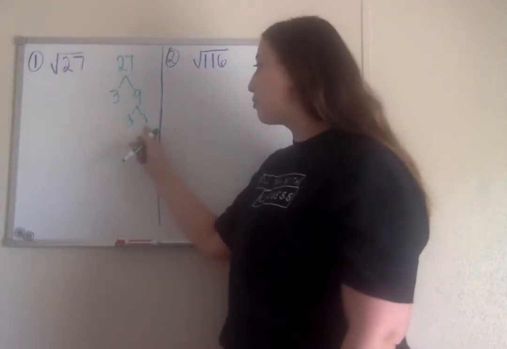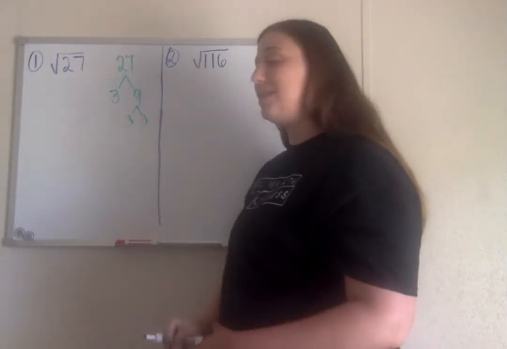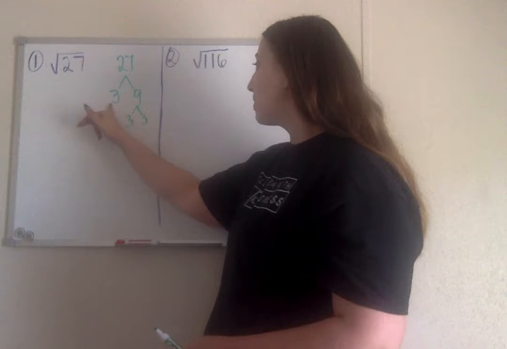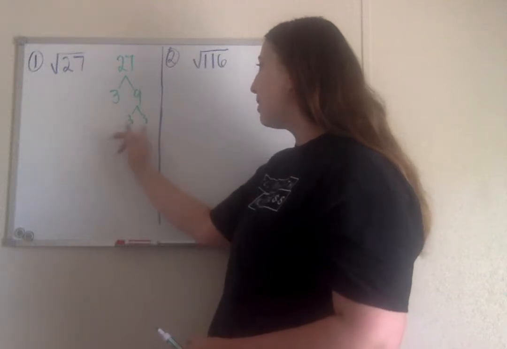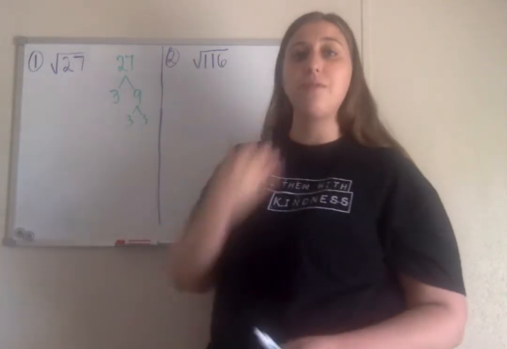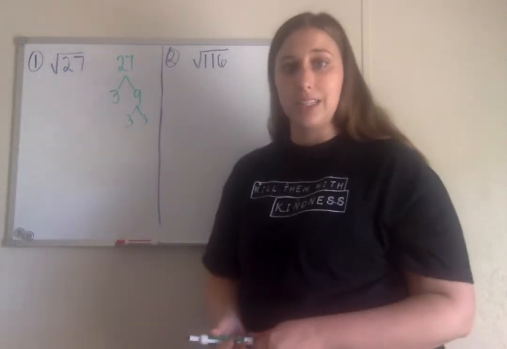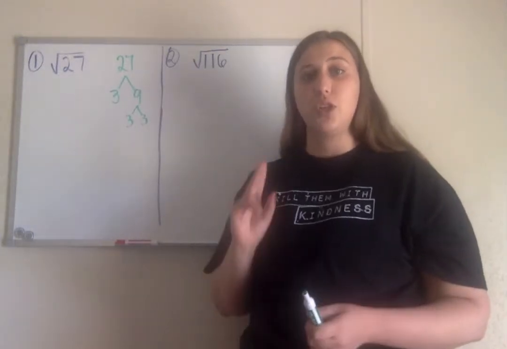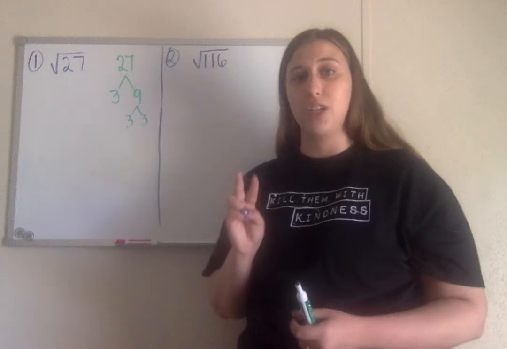Right, then again, we're left with 3's, which cannot be broken down anymore. So this is what's left on our factor tree, 3 3's. Right, so now the factor tree is done. Right, that's step 1, the factor tree. Step 2 is finding those matching pairs.